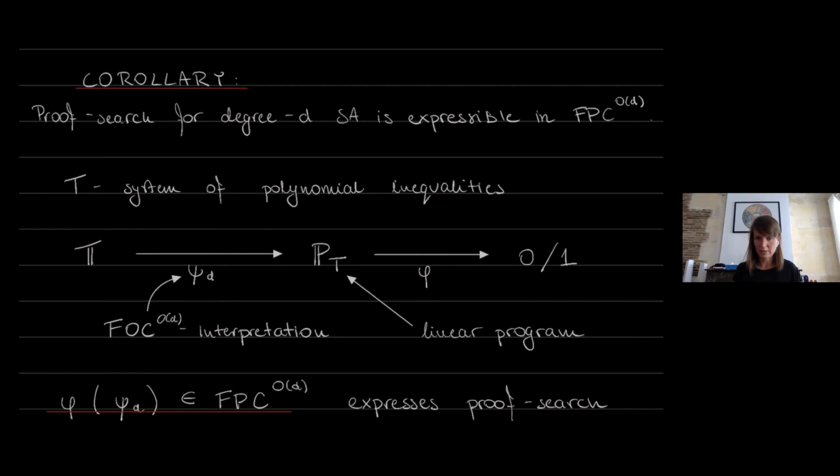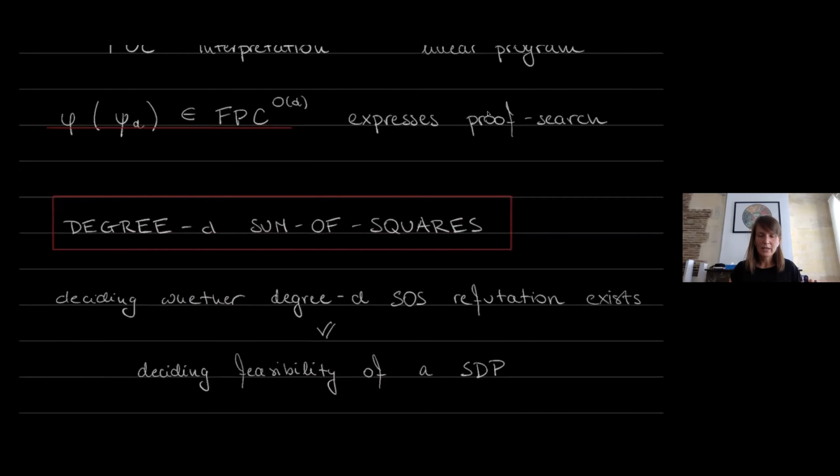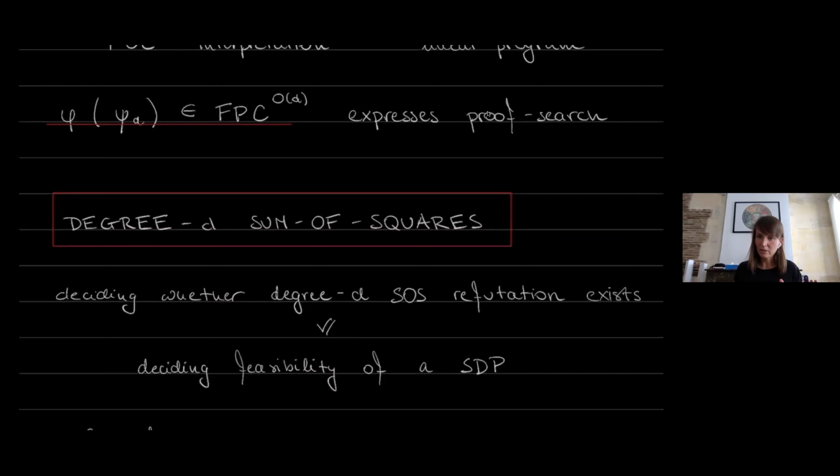Is this more or less clear? I omitted the key part, which is the expressibility of linear programming, but is this okay? Good. Okay, perfect.